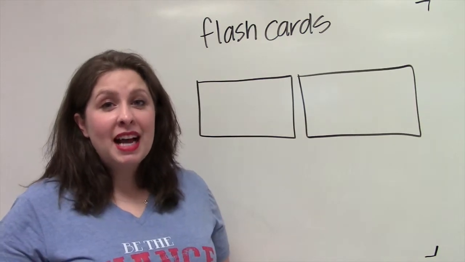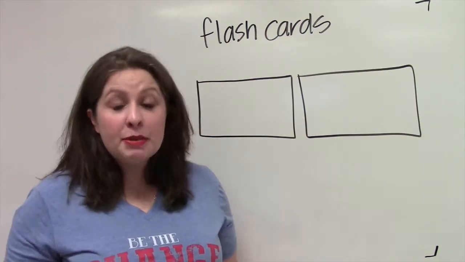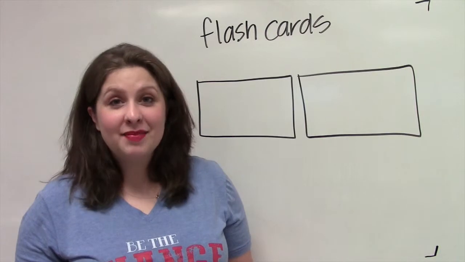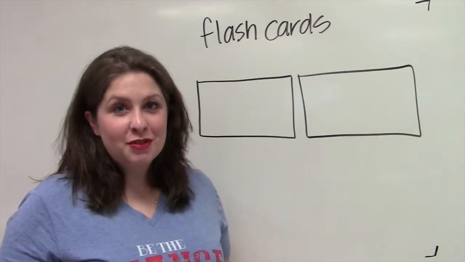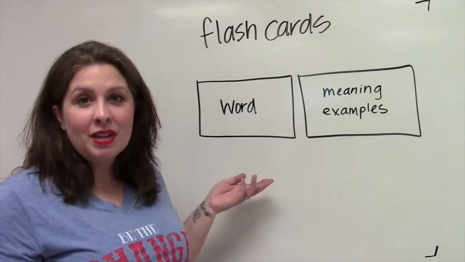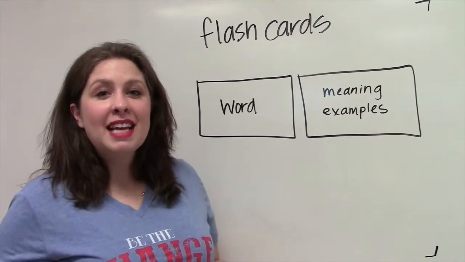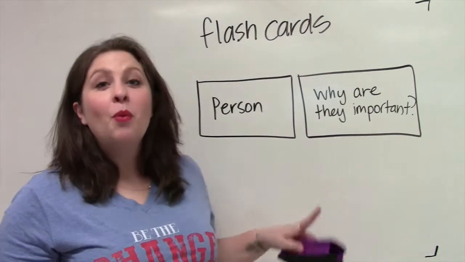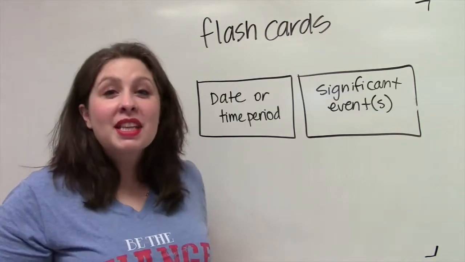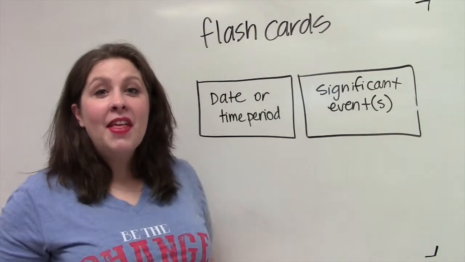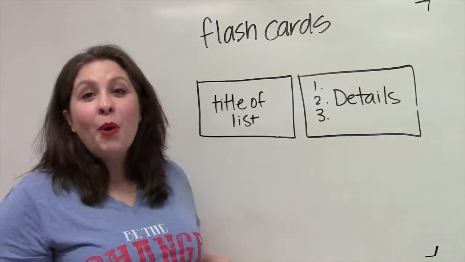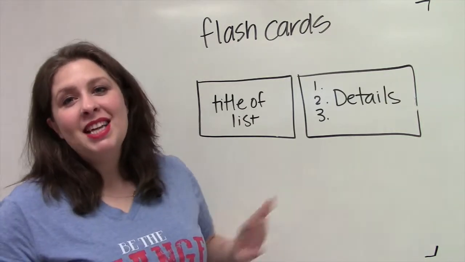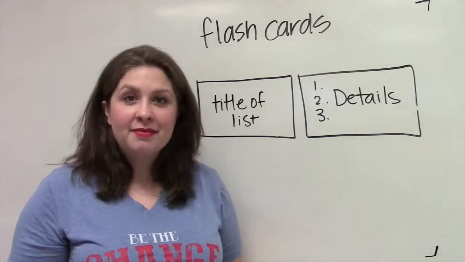Flashcards are another visualizer that's really common and exceptionally useful no matter what you're studying. Here are some of the most common ways to use your flashcards. You can put the term on one side, and on the opposite side, put examples and its meaning. You could include a key person and then explain why they're important to your lesson. You can list an important date on one side and then the significance of that date on the other. Or you can include the name of the list and the details contained in the list on the other side.